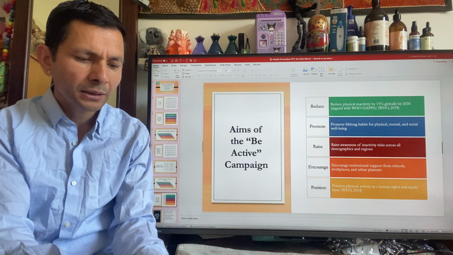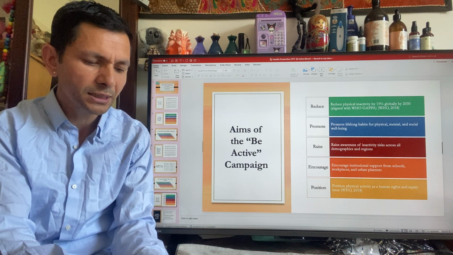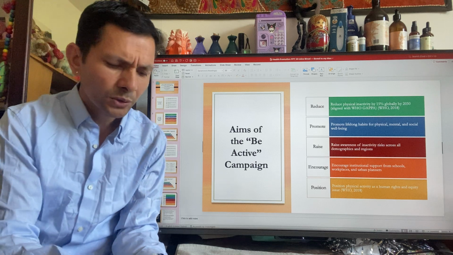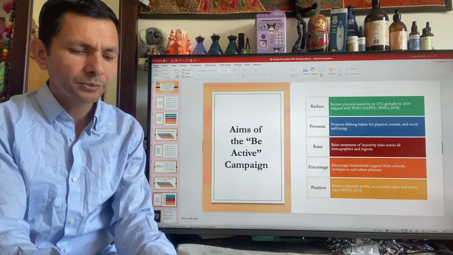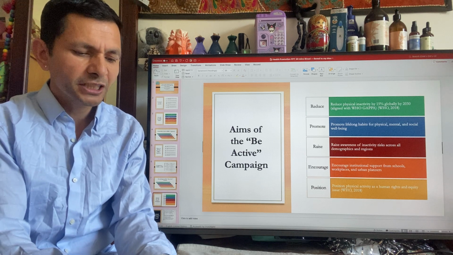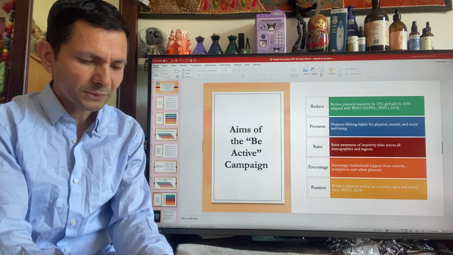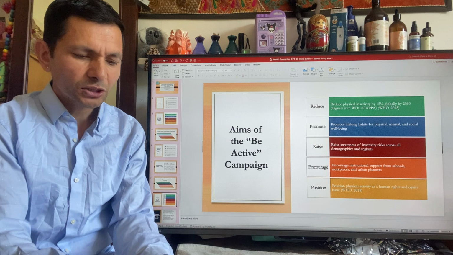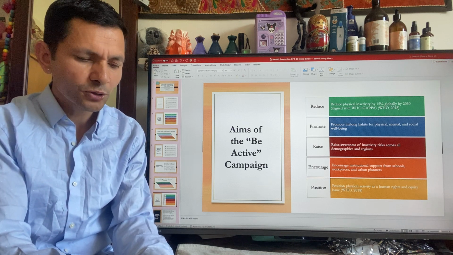The main aim of Be Active is to reduce global physical inactivity levels by 15% by the year 2030. This aligns with the WHO's global action plan on physical activity. Beyond that numerical target, the campaign seeks to embed physical activity as a lifelong habit that supports mental, physical, and social well-being.